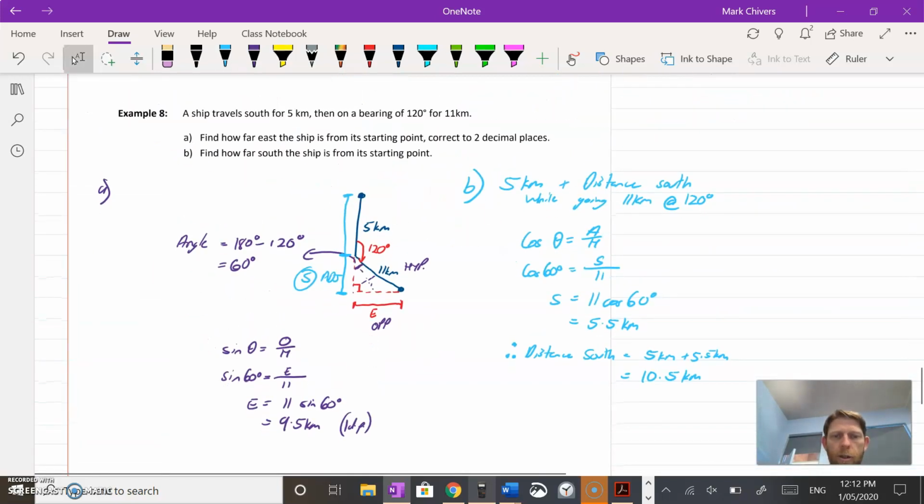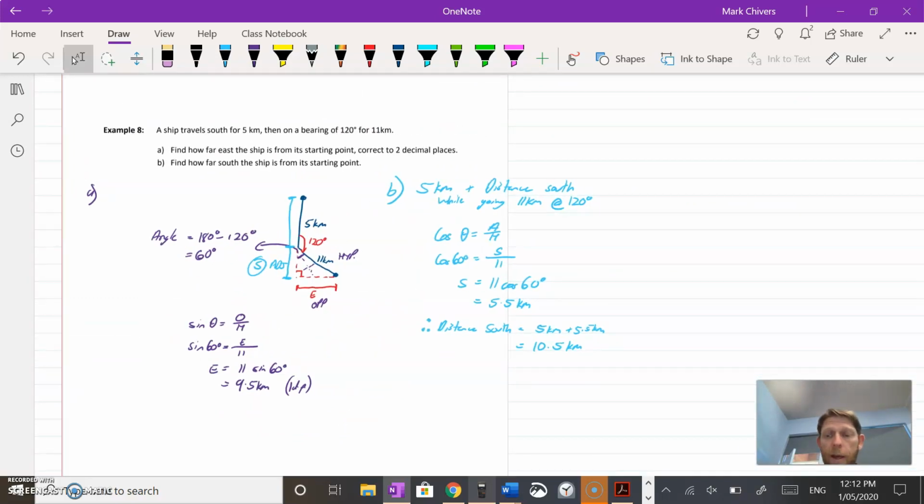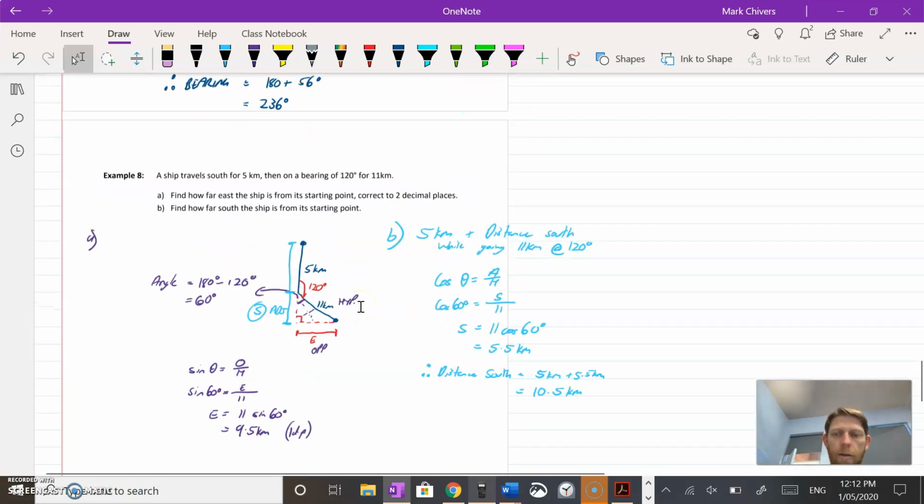So once again, draw yourself a picture. It may have even paid in this particular example for me to draw a second picture for part B. You can draw as much as you want, just try and make it as clear as possible what you are working out. Make sure you know which angle you're supposed to use when we're talking about bearings. Sometimes the angle that's given, like in this case, is an angle not in the triangle that we're concerned about. And that's the end of this lesson.